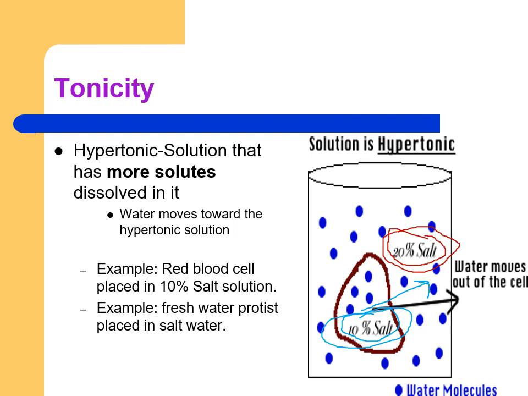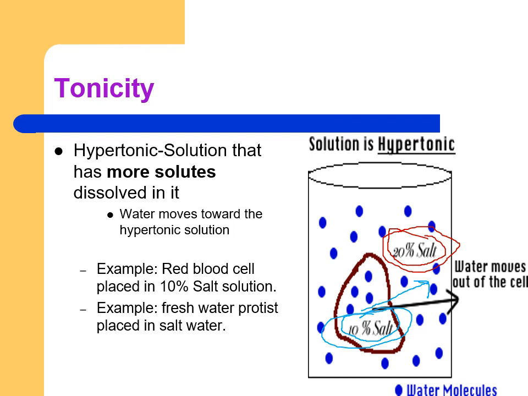So an example of this is if we took our red blood cells and we put them in a 10% salt solution. So remember, saline is only 0.9% when it's isotonic with your blood cells. So your blood cells have 0.9, the salt solution's 10%, and water's going to go towards the most solutes. The water is going to leave your red blood cells and go into the salt solution, and your red blood cells are going to shrivel right up.